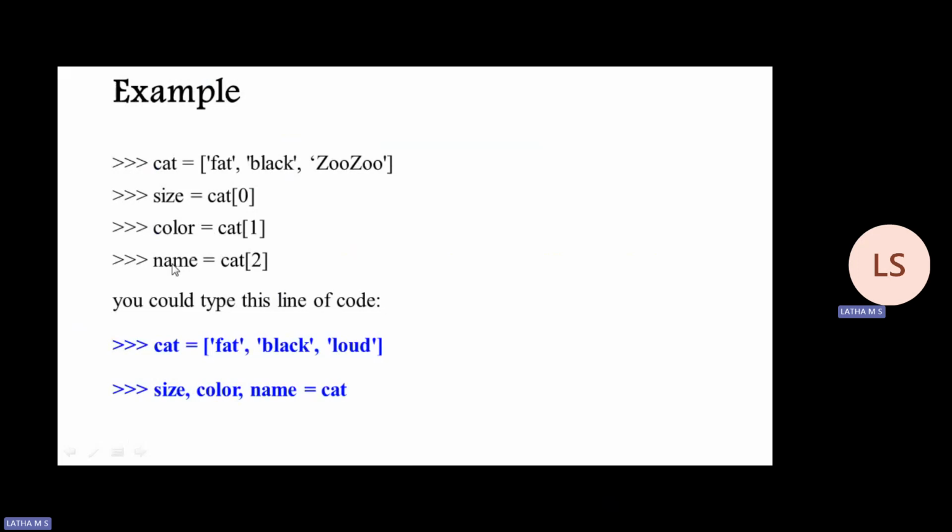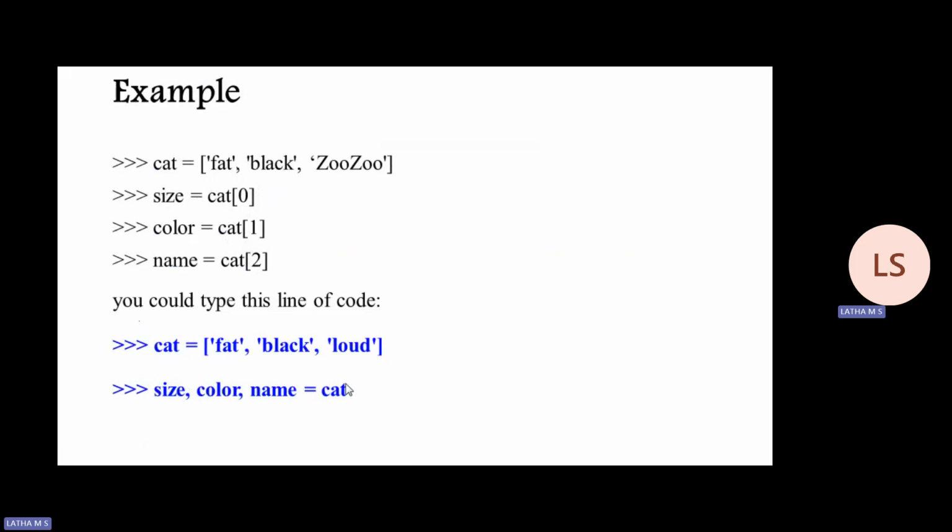Can you see the difference here? As cat is equal to fat, you can try with the switches. So cat with the index factor 0, I'm calling it as fat because it is indicating the size. The second, index factor 1, is indicating the color. The third one, name, is the index factor 2, that is cat 2, which is the name. So you'll be typing all in one line as size, color, name, which is equal to cat.